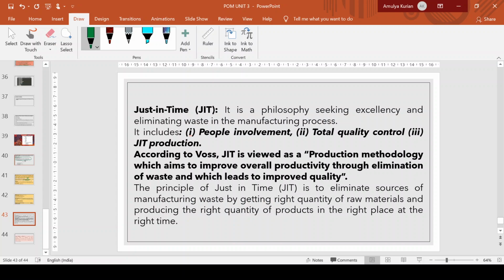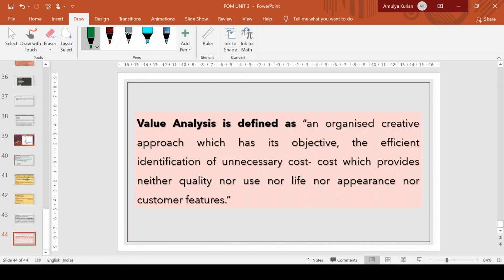Now, the next one, or the last one, is called value analysis. This was proposed by Lawrence D. Miles. Okay. And he defined value analysis as an organized creative approach which has as its objective the efficient identification of unnecessary cost which provides neither quality nor use nor life nor appearance nor customer feature.